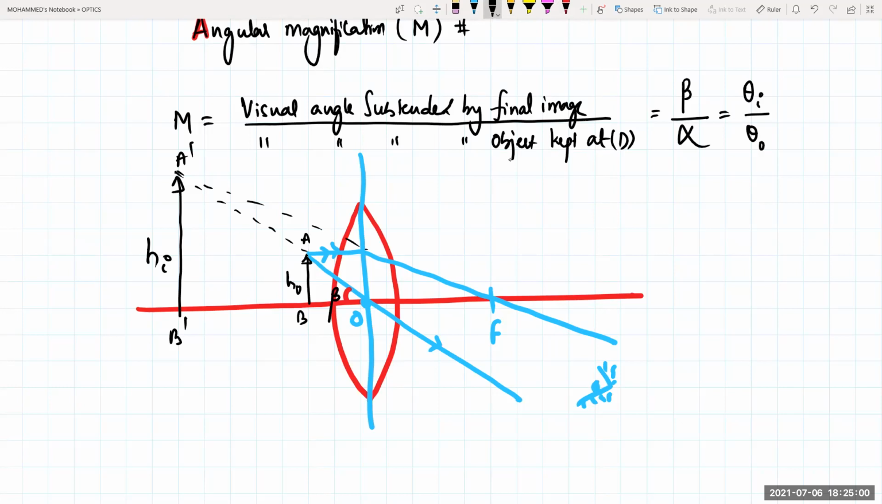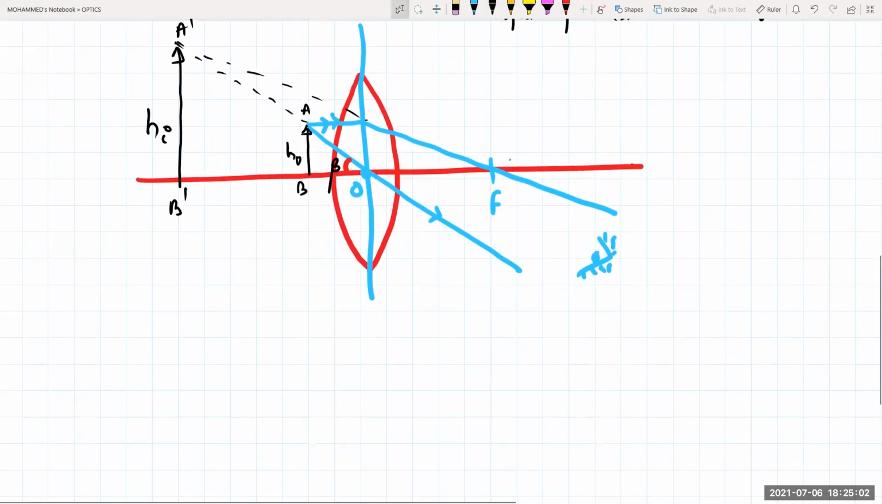Now beta is very small, so I can write from this: tan beta is equal to the height of your object divided by the height of your image. Height of object by height of image.